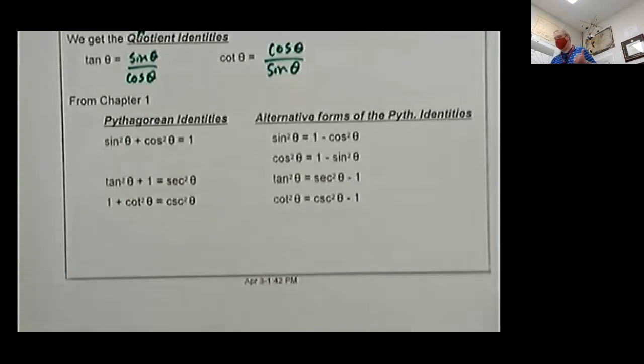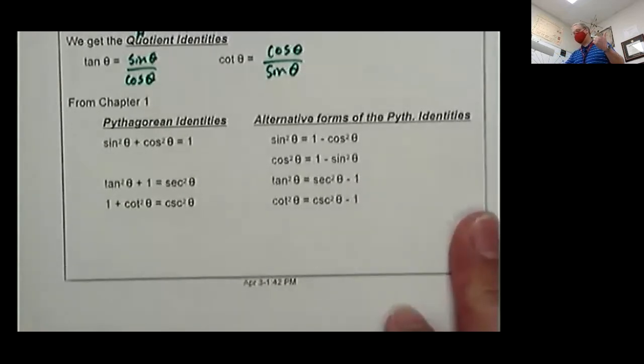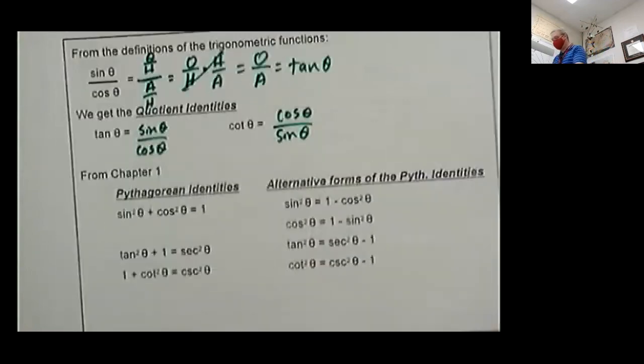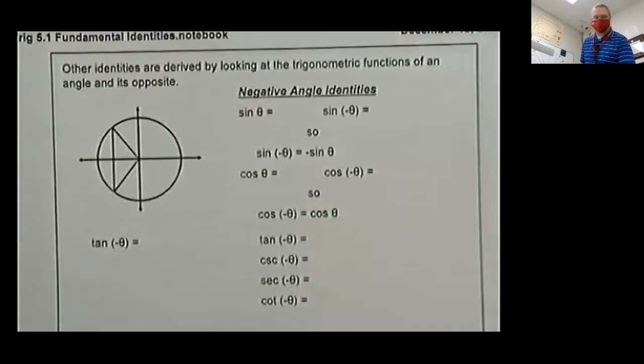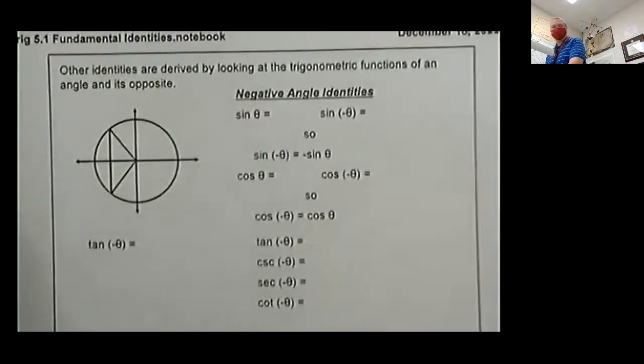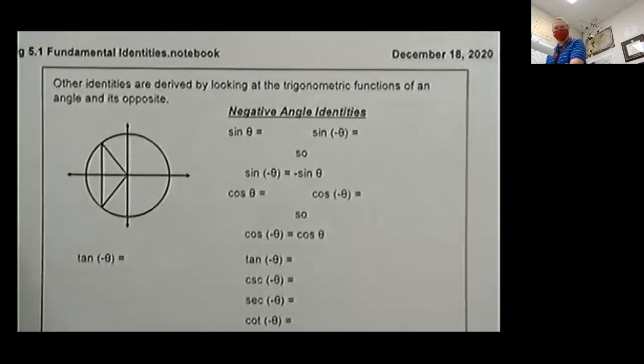So there are our reciprocal identities, our quotient identities, and our Pythagorean identities. And I think those are pretty much all review. We've talked about those at one point or another. Here is our next set of identities, and that is the negative angle identities.